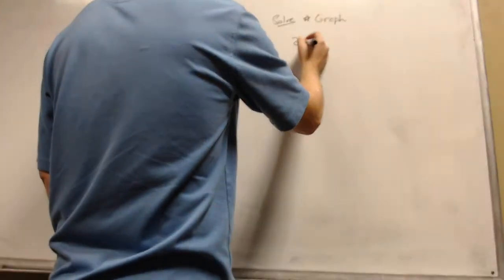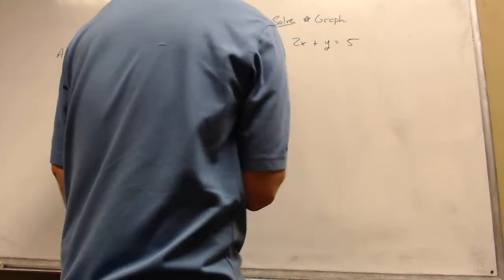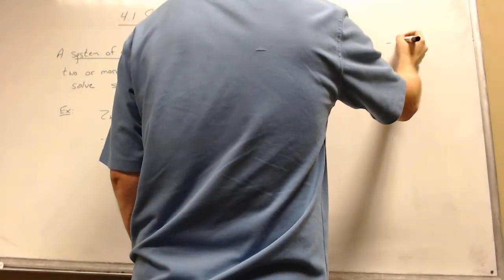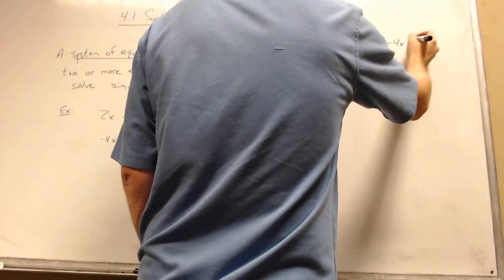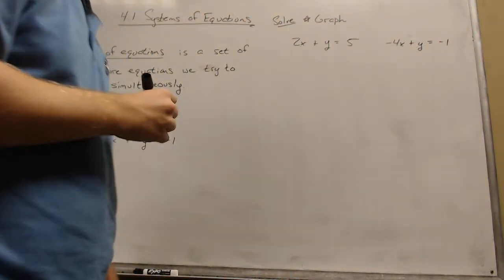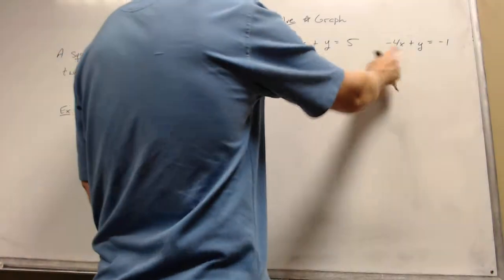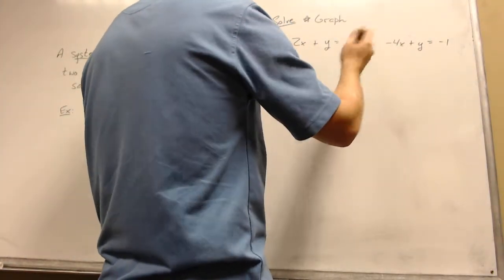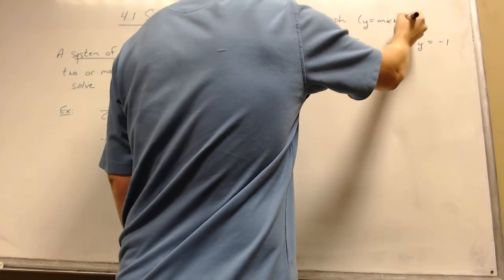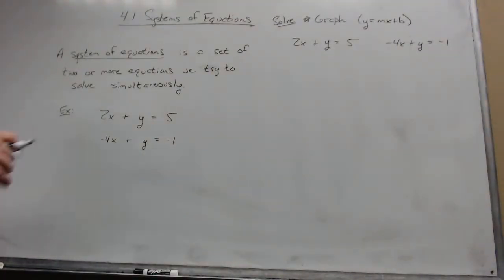So we have 2x plus y equals 5, and I'm going to separate them this way, negative 4x plus y equals negative 1. All right, so we have both of those equations. I wrote them side by side because we're going to need to manipulate both of them to put them in y equals mx plus b form. We've done this plenty of times already.